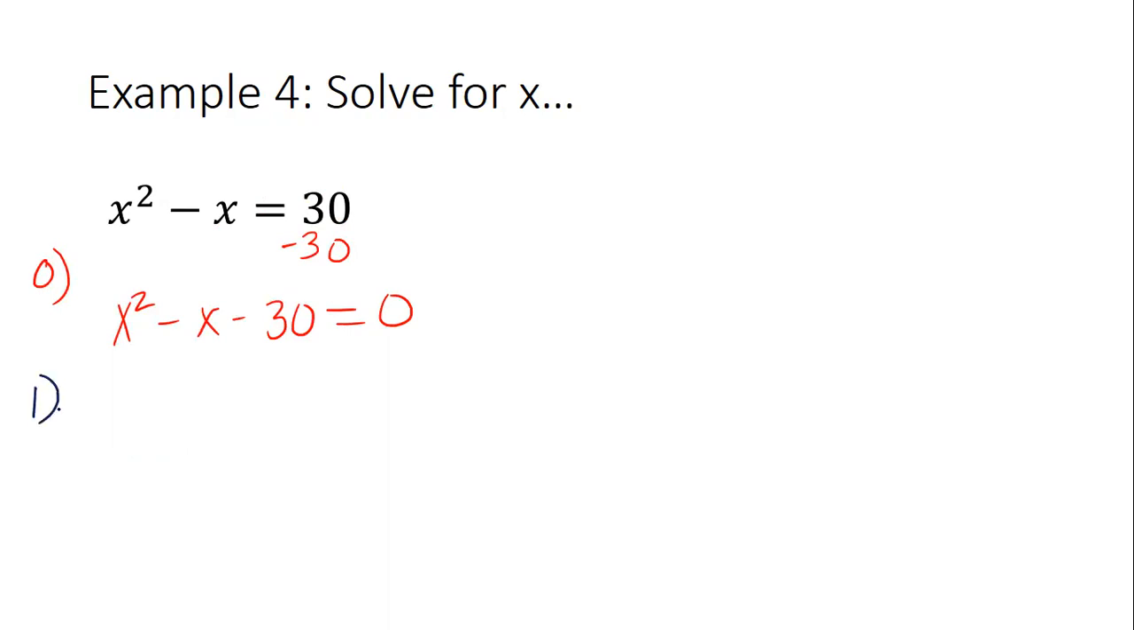Okay. Step 1, is this factored? No, it is not. But it's a simple trinomial, meaning that a equals 1. So all I'm asking myself is what multiplies to give me negative 30, but adds to give me negative 1? What about 5 and 6? Negative 6 and 5. So our factors are x minus 6 and x plus 5 equals 0.